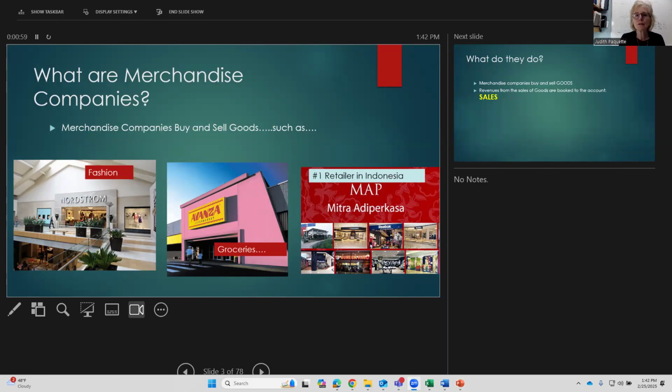Let's see, share. Which screen am I sharing? I don't want to share that screen. I like this screen better. Okay, let's do that. Share.